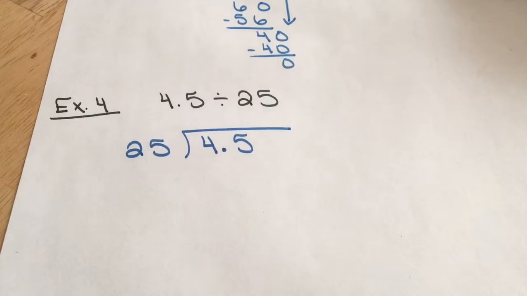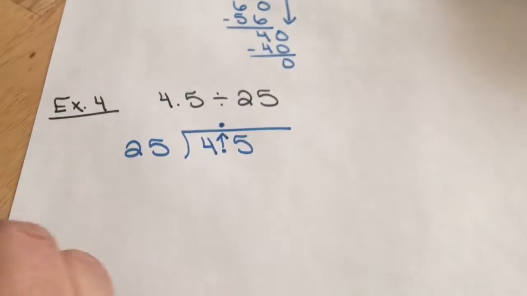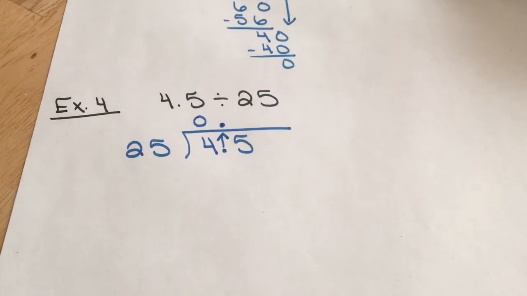And we're going to follow our rules. I have to move my decimal point up, as step 1 asked us to do. And now we're going to go ahead and divide. In this case, 25 won't go into 4, or it will go in 0 times. I'm actually going to place that 0 there just so I have a placeholder.